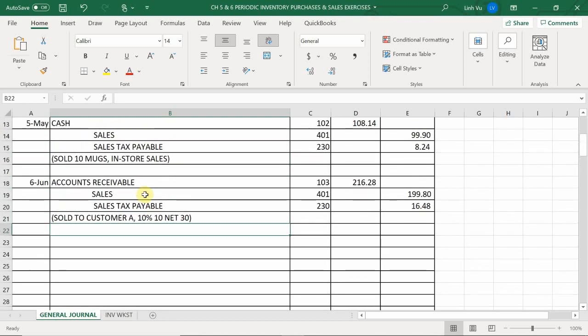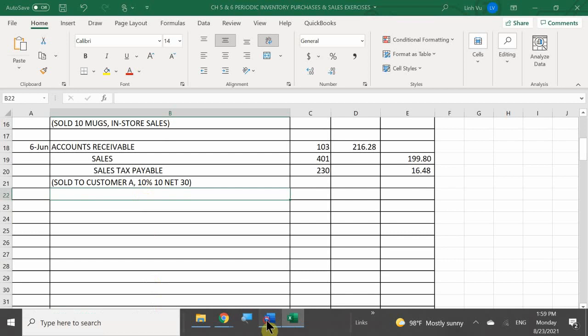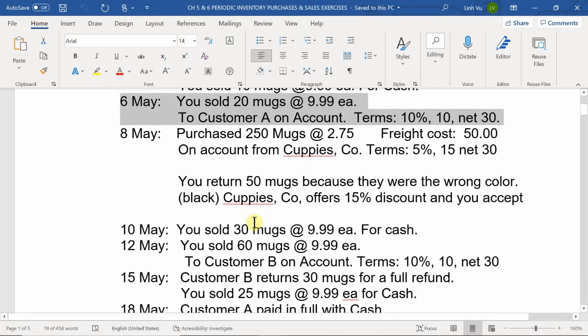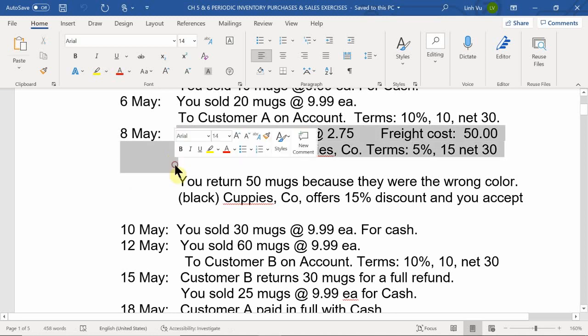This one's also a sale, so we don't need to update our inventory worksheet. So then let's see what happened on May 8th. Here, we made another purchase of inventory.